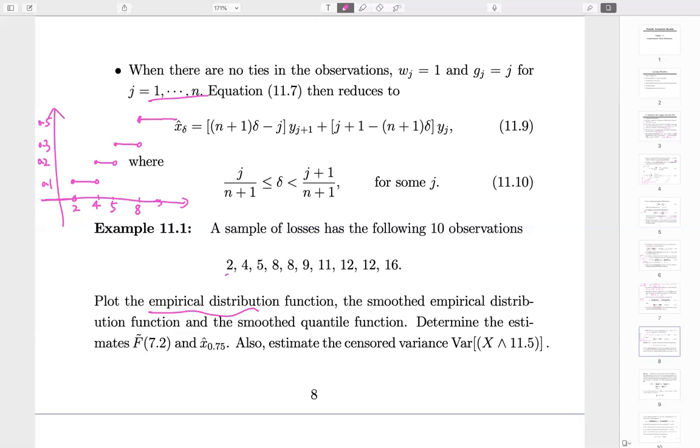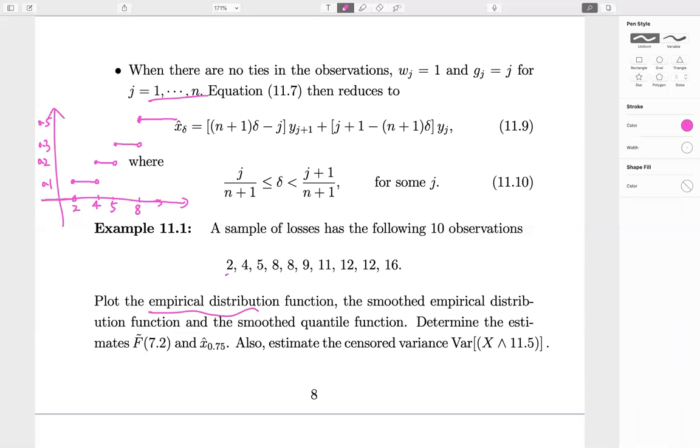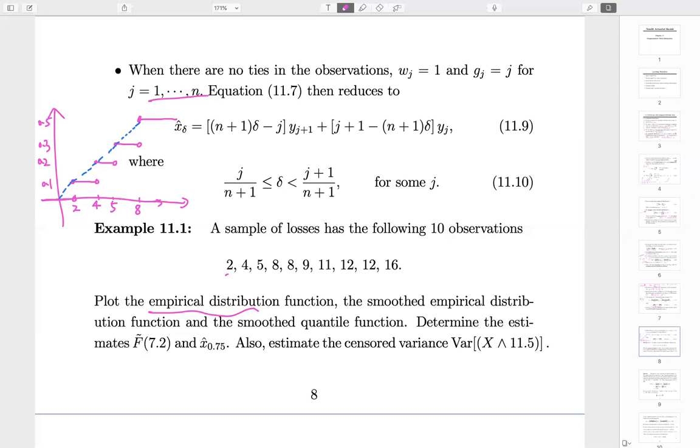The smooth, well, let's use a different color. The smooth, I use dotted line. So that's smooth. You connect all the solid points. That's what you do. What's next? We also need to draw the smooth quantile function.